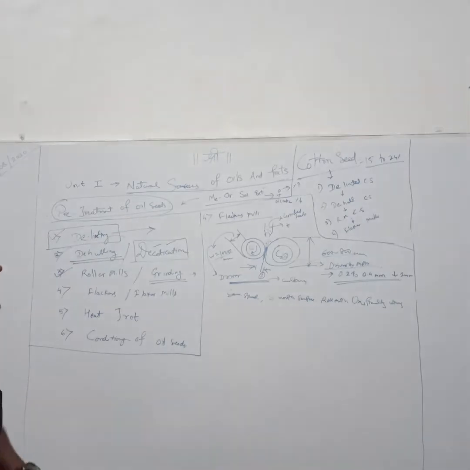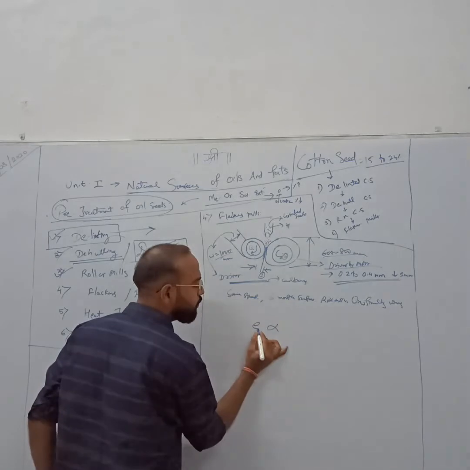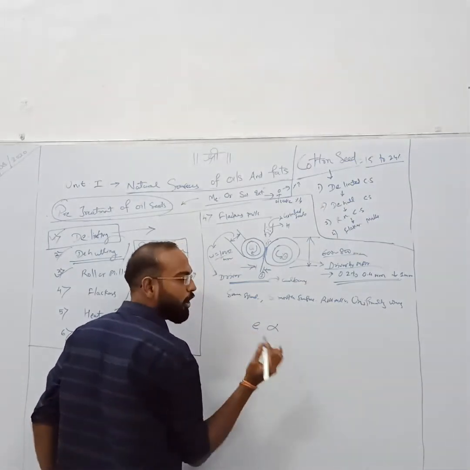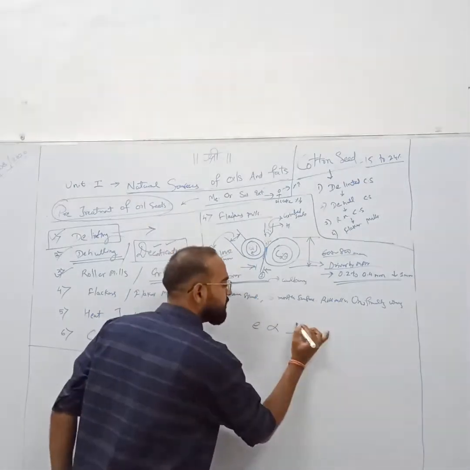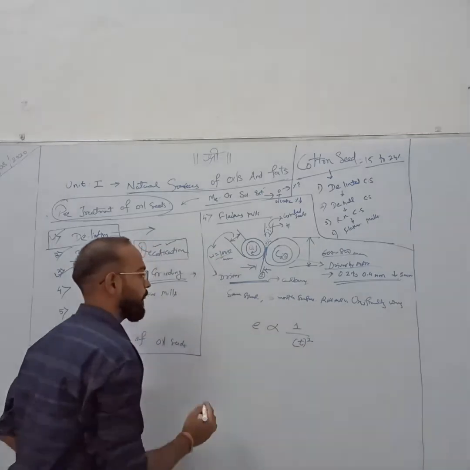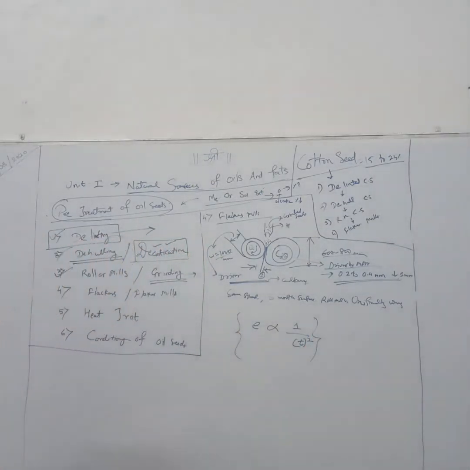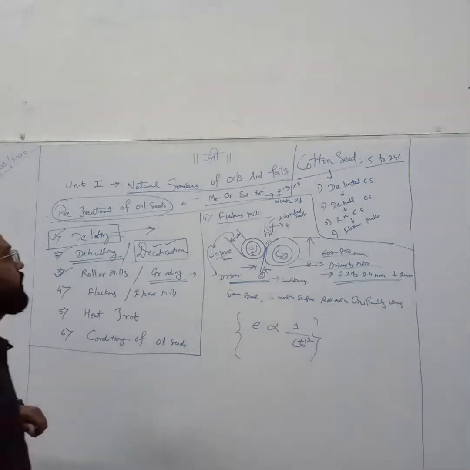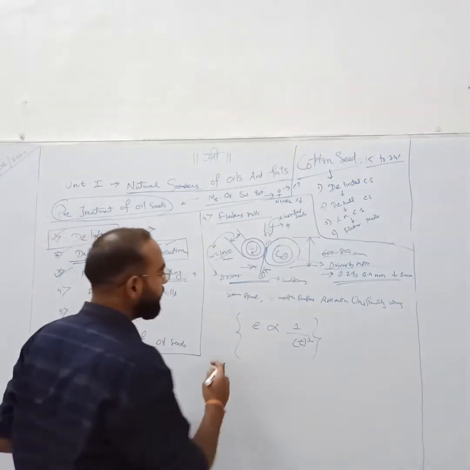And in the flaking operation, the main thing is this statement: the rate of extraction of oil from any oil bearing material, that is seed, is inversely proportional to the square of the thickness of the flakes. This is very important. Last concept related to the flaker mills.